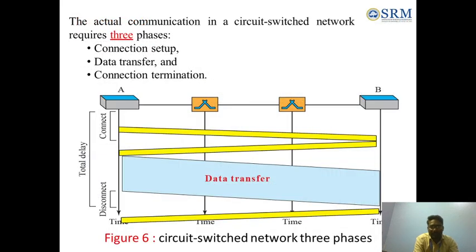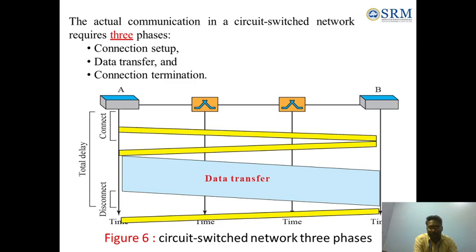The actual communication in the circuit switch network happens in 3 phases. One is connection setup, and once the connection is set up, then the seamless data transfer is done. Once we have completed the data transfer, then we need to terminate the connection. That is what this diagram represents.